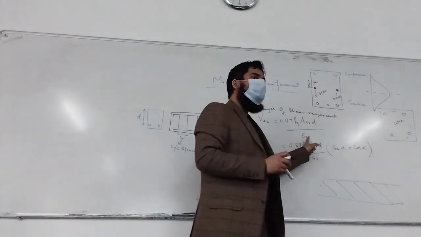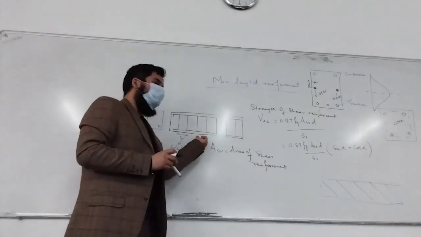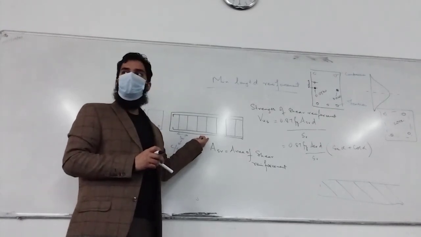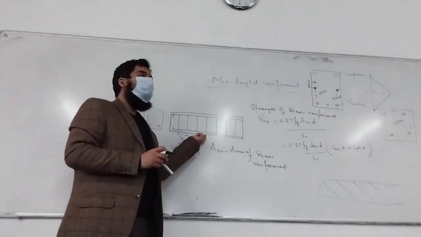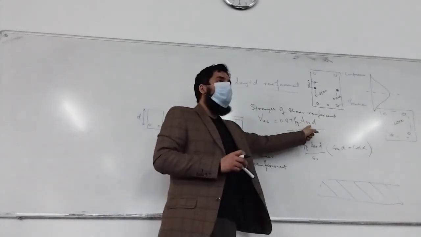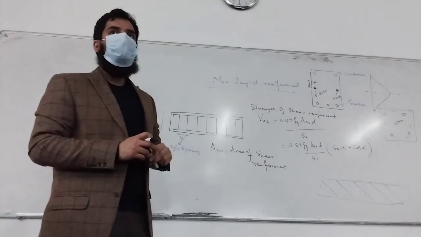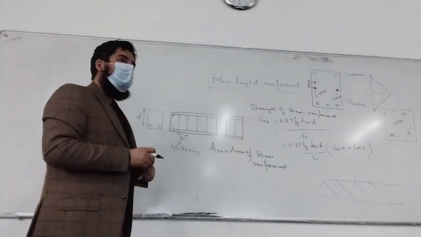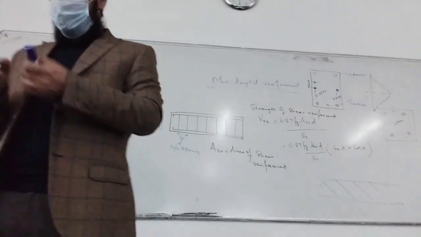Then Sv is the spacing. We'll fix the spacing between the two bars. Maximum we'll fix it at 0.75 d or 300 mm. उससे कम भी हम कर सकते हैं. Then we'll get the area of the shear reinforcement. This is the area of shear reinforcement that you will get of a single bar.